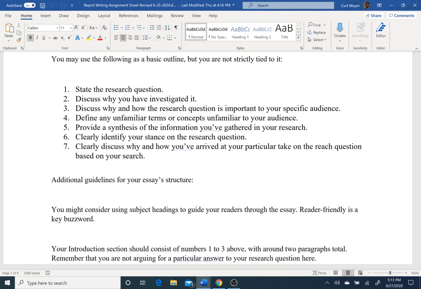So state your research question. What is it that you researched, okay? Why did you research it? And why and how is the research question important to your specific audience, right? Now, I would include all of this, the first three, in an introduction. And in fact, I have it later on down in this document, so I'll hold off on that.